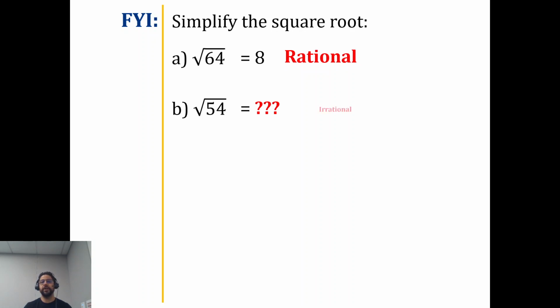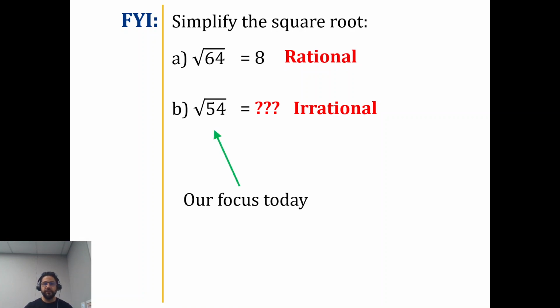As we do our work together, we're going to learn that this is actually an irrational number. Later on in our lessons, we are going to learn how to approximate that to a decimal value. So maybe it's like 7.5, or is it 7.8? And I don't have a calculator. What am I supposed to do? Because again, we're not going to allow you to use calculators on your assessments, for this chapter at least. So our focus today is to try and simplify this square root that is not a perfect square root.